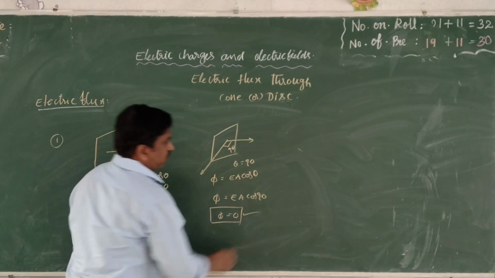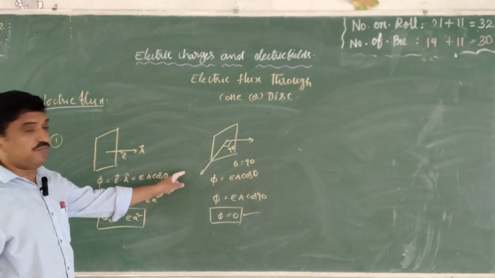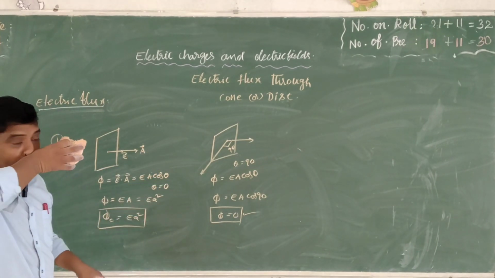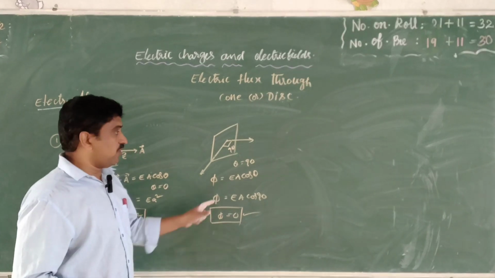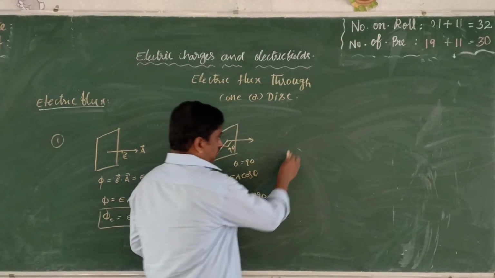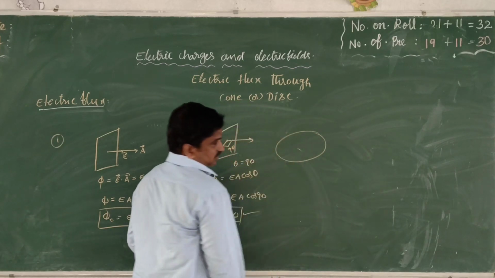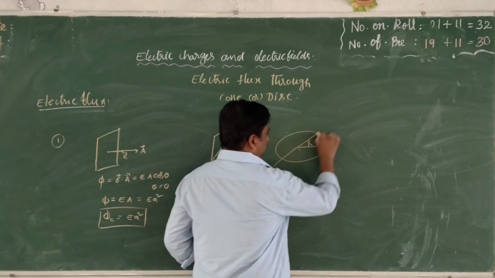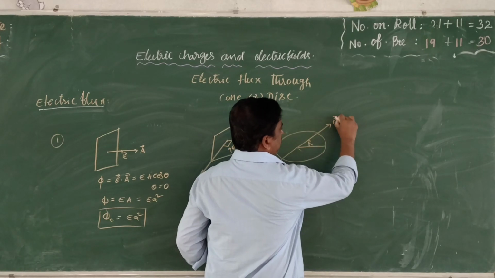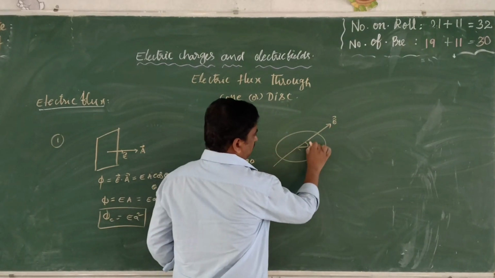So whenever the area vector and electric field vector are perpendicular to each other, what is the flux through this plane surface? 0. Electric flux through the plane surface is 0. For example, see here a circular surface is there. This is the radius. This is the electric field direction, and here it makes 30 degrees.